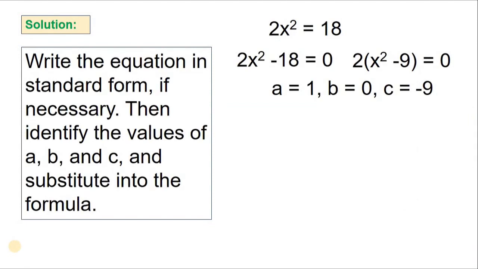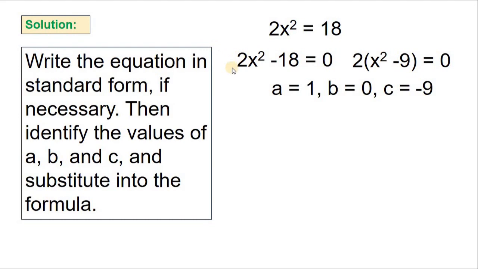Right, para sa ating problem number 2, we have the equation 2x squared equals 18. So mapapansin nyo sa equation natin, hindi siya complete. Okay? So here, writing the equation into standard form, we have 2x squared minus 18 equals 0. So wala yung b natin. Okay? So with this equation, lagi natin titingnan kung pwede ba siyang i-simplify or i-factor out. Okay? Para mas simplified yung ating equation.